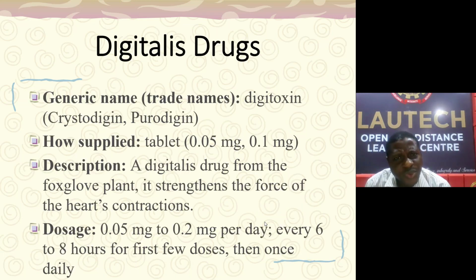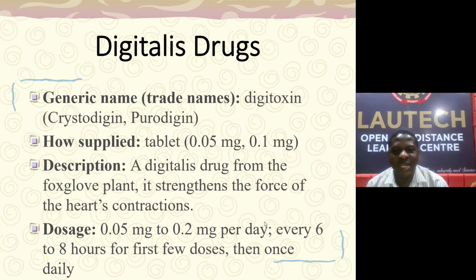So still on digitalis, another example is digitoxin. These are the two major digitalis drugs. The trade names for digitoxin are Crystodigin and Purodigin, and it is supplied in tablet form, 0.05 milligram or 0.1 milligram.